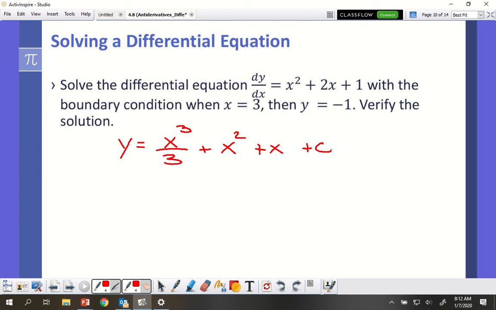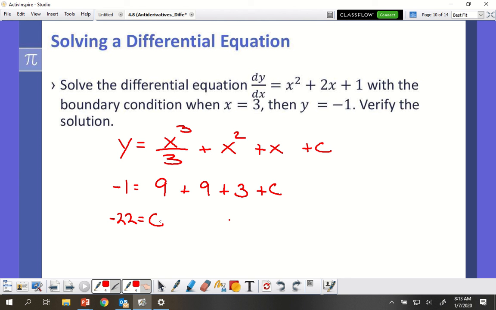Not bad, right? Okay, so let's try that. I'm going to say negative 1 is equal to 3 to the third power, which is 27, divided by 3 is 9, plus 9, plus 3, plus c. So that's going to be 18, 21, right? 21. And then I'm going to subtract 21 from both sides, so I get negative 22 is equal to c.